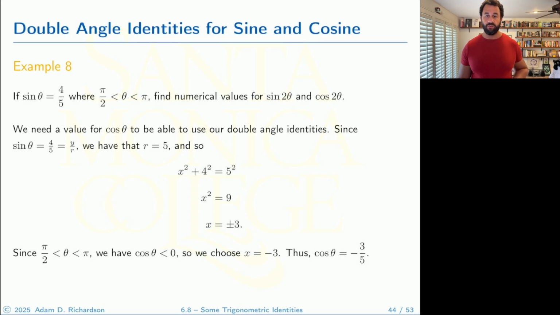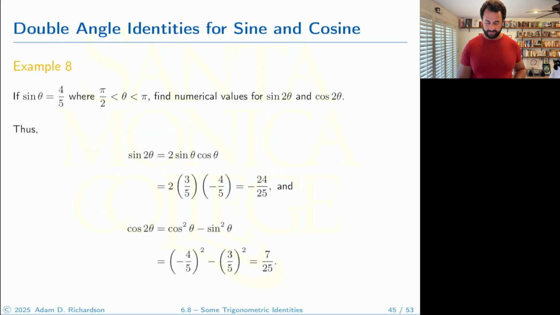And now we're golden. We know what sine of theta is. We know what cosine of theta is. Now we can compute the double angles. Here they are. Sine of 2 theta is 2 times sine theta cosine theta, which gives us that. Cosine of 2 theta is cosine squared minus sine squared, which gives us that. Not too bad.